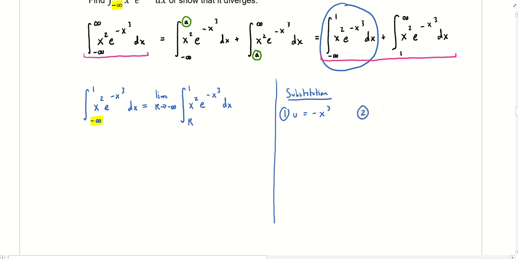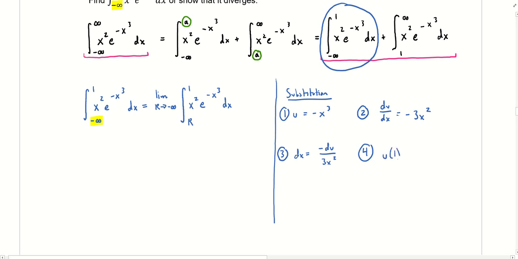which means du dx, the derivative of u with respect to x, is going to be negative 3x squared. Remember our third step of substitution, we solve what we got in 2 for the dx portion. So if I do that, I get dx equals negative du over 3x squared. And remember our fourth step, when we've got a definite integral, which we do here, we're going to perform the substitution on the limits of integration as well.